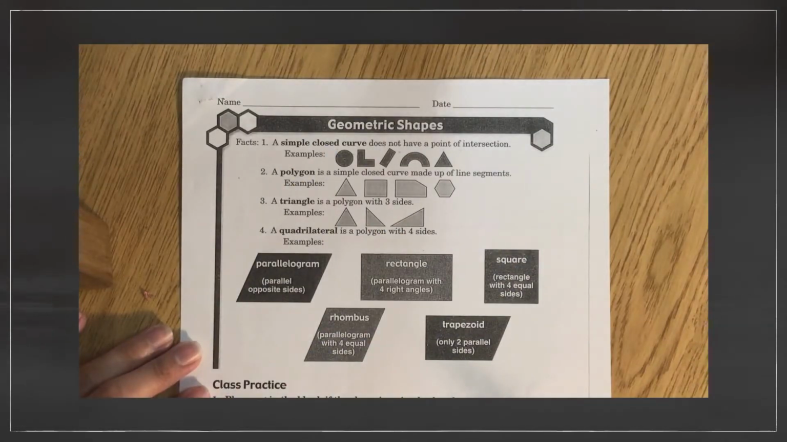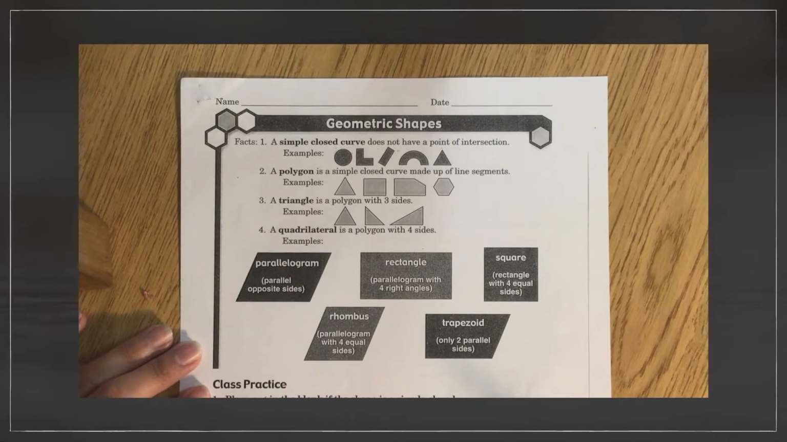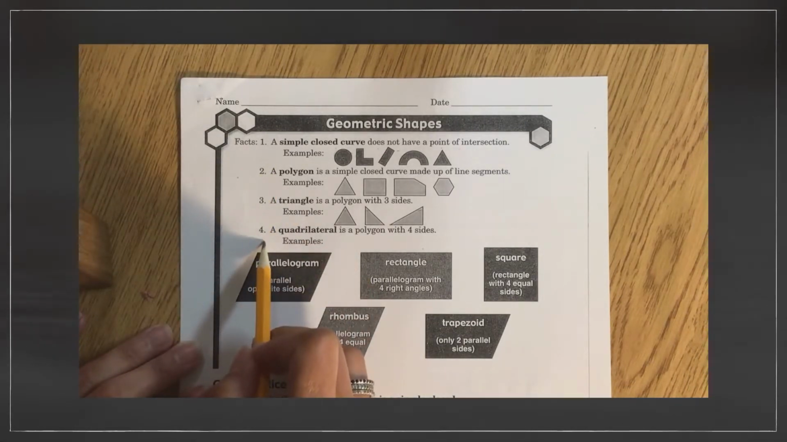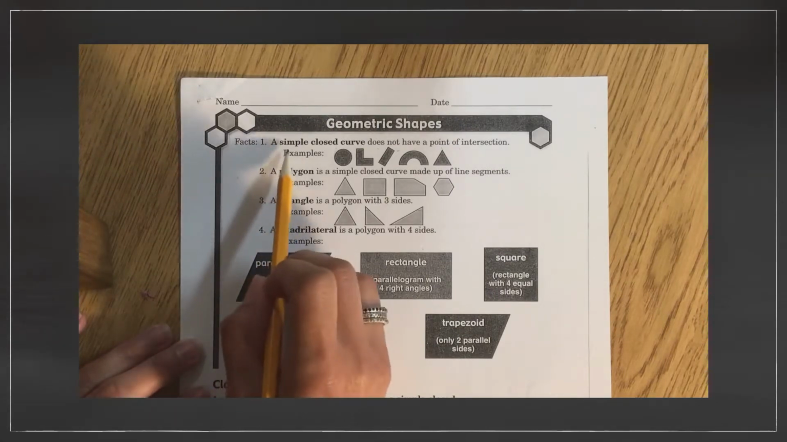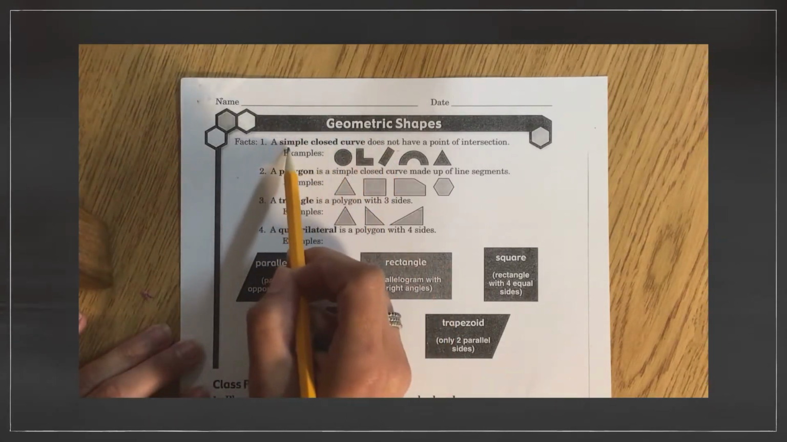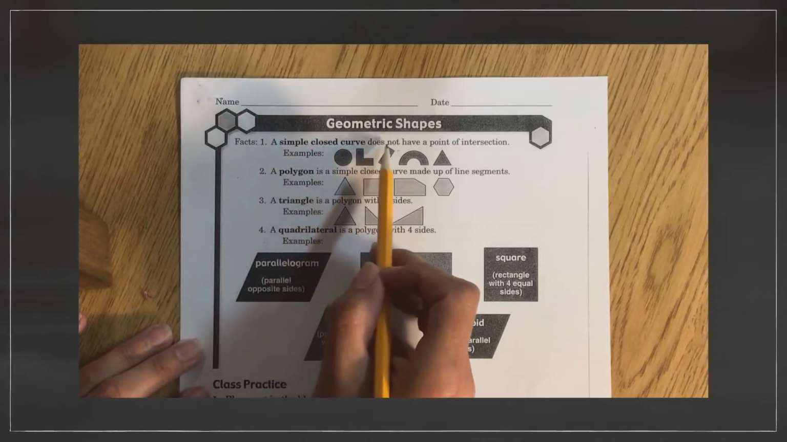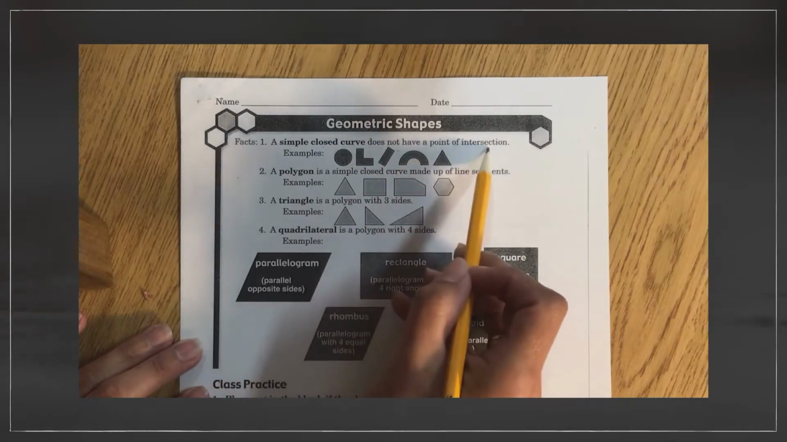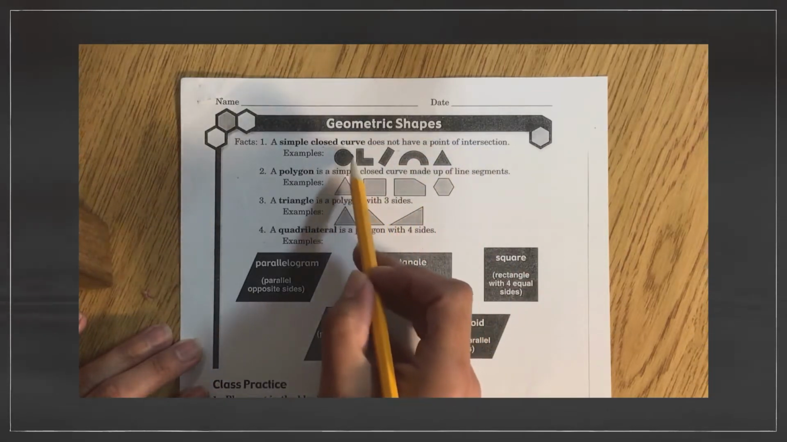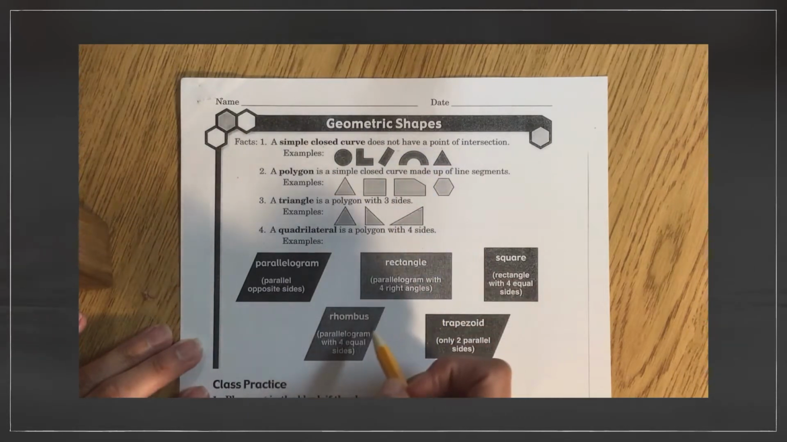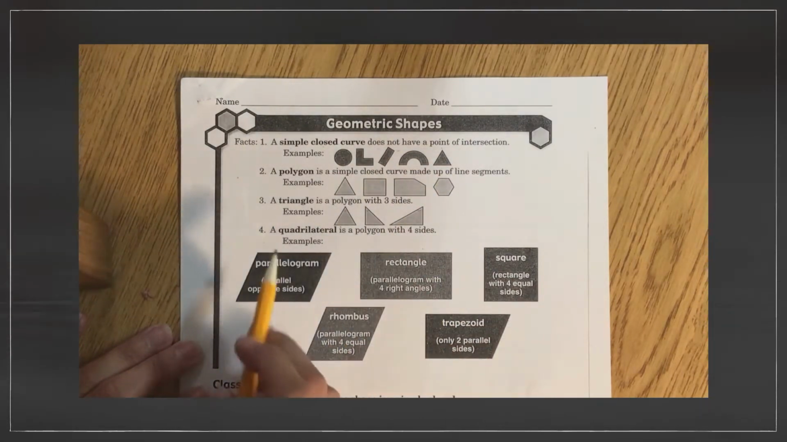Today we're going to be looking at geometric shapes. There are four definitions that I want you to know about geometric shapes that make something a geometric shape. The first thing is geometric shapes all are simple closed curves. Simple closed curves do not have a point of intersection, meaning there's no opening. Do you see how there's no opening to them? That would make these all simple closed curves.